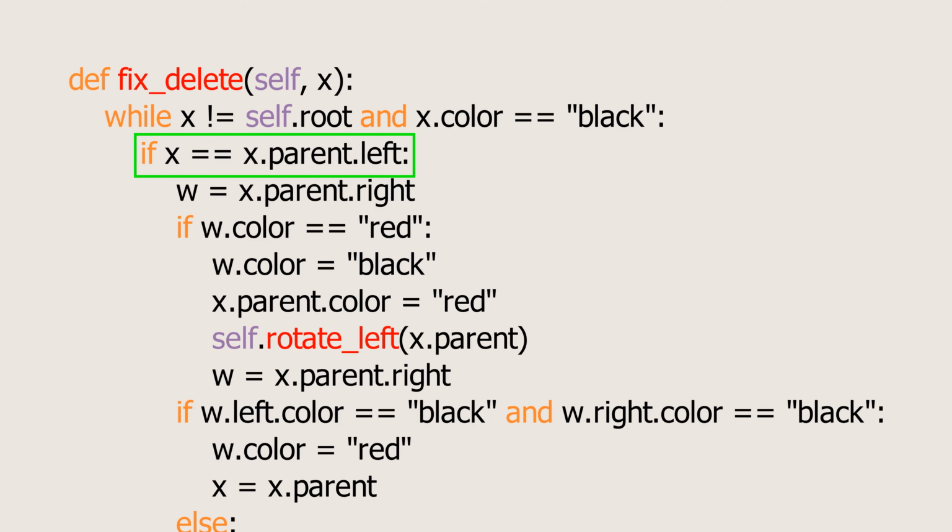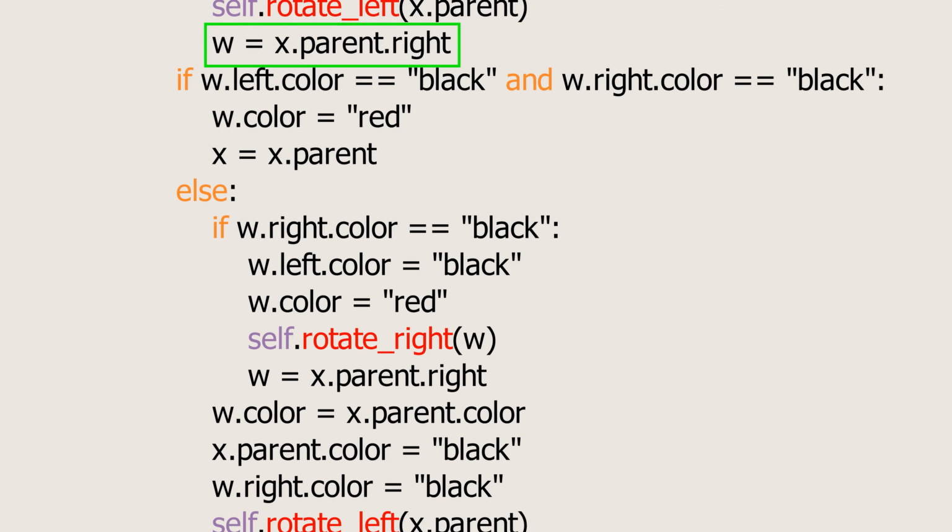First, if x is the left child of its parent, we get the sibling node, w, which is the right child of the parent. If the sibling is red, we recolor the sibling to black, the parent to red, and perform a left rotation on the parent. This fixes the imbalance caused by the deletion, and we reassign w to the new sibling after the rotation. This case handles the situation when the sibling is red, ensuring the tree stays balanced.